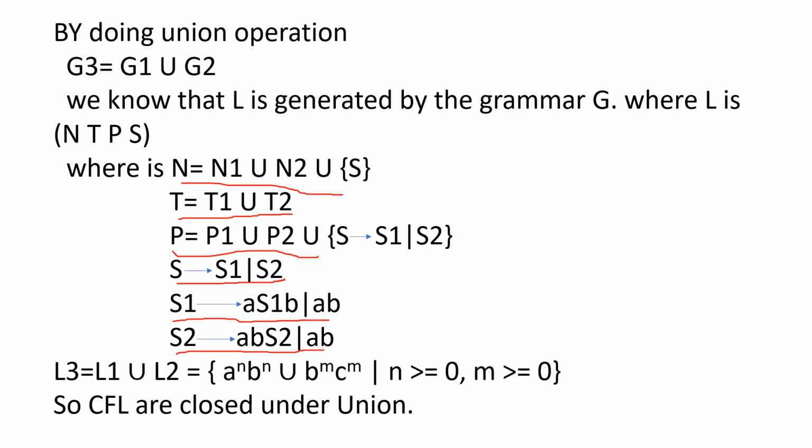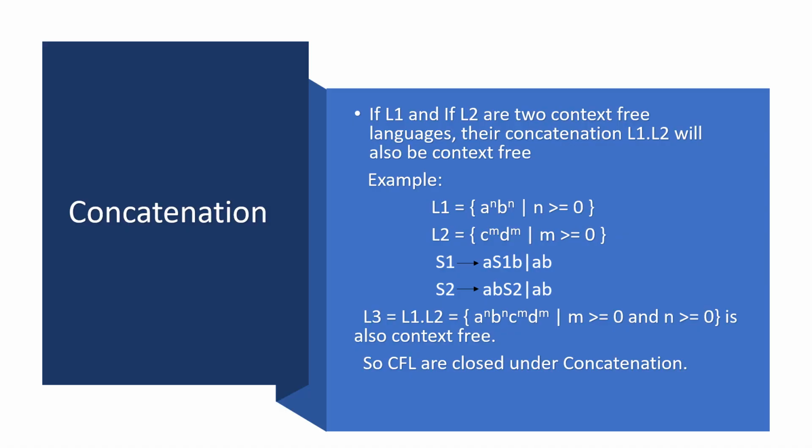You will get a doubt: how can we say that it is closed? L1 says the number of a's should be equal to the number of b's, and L2 says the number of b's should be equal to the number of c's. Their union says either of the two conditions needs to be true. So it is also a context-free language. So CFLs are closed under the union operation. We are done with the union operation.